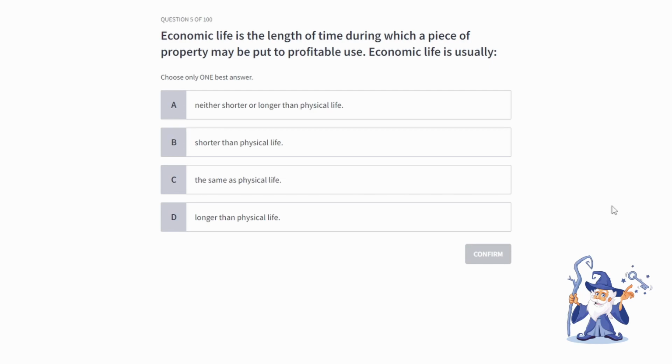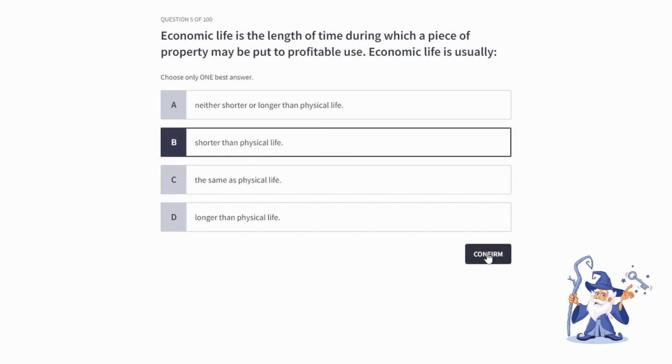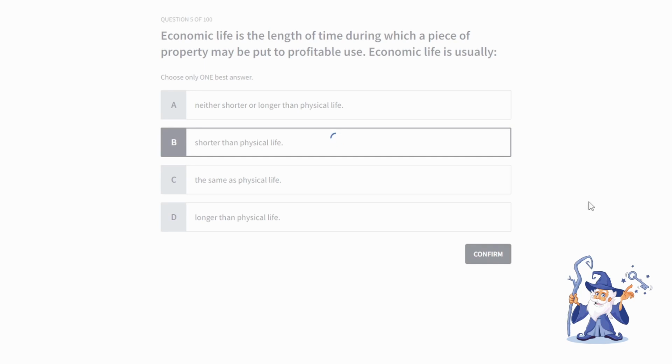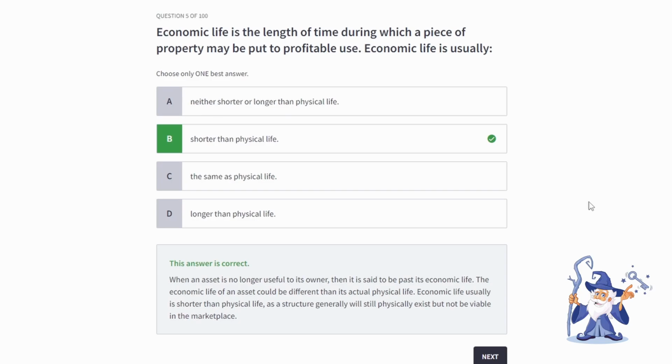Okay, so what is the correct answer for this one? Well, it's going to be B. That's right, it's shorter than physical life. And this makes sense, right? When an asset is no longer useful to its owner, then it is said to be past its economic life. So the economic life of an asset could be different than its actual physical life.